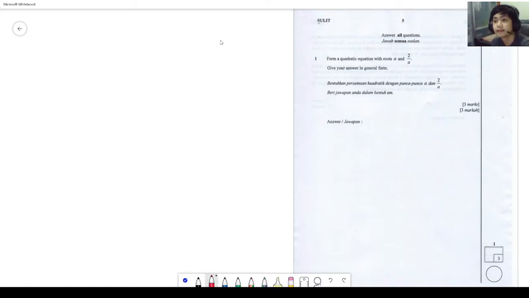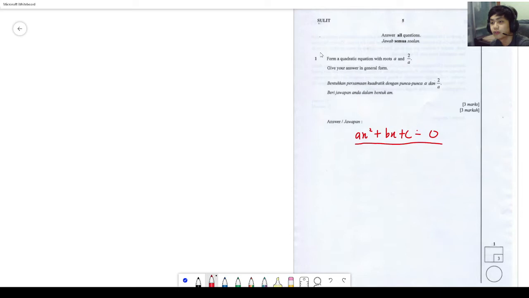So we have question number 1: form a quadratic equation with roots a and 2 over a. Give your answer in general form. The general form of the equation is ax squared plus bx plus c equals 0. This is the general form that we're trying to achieve, right?